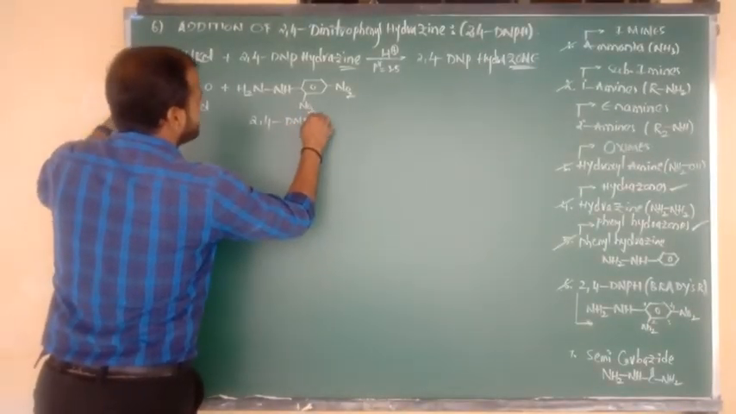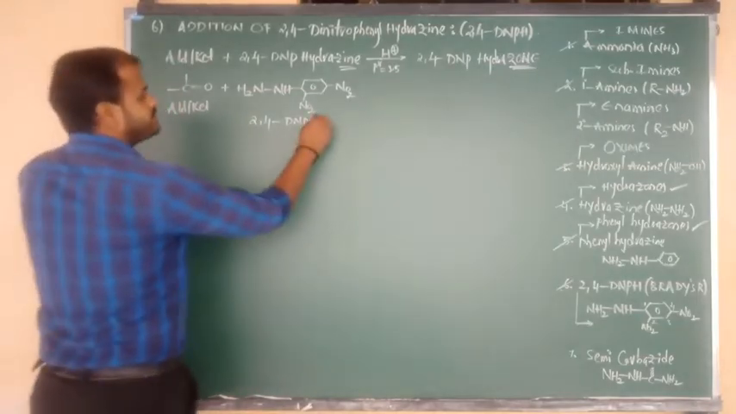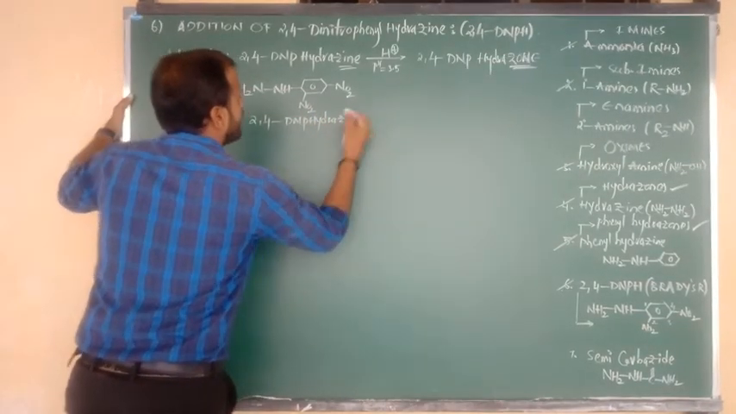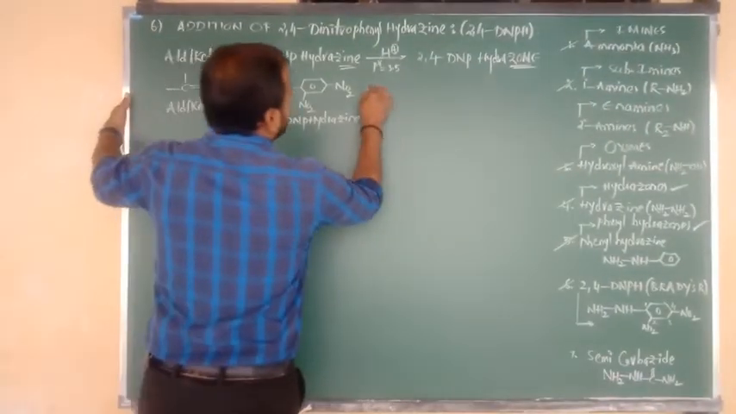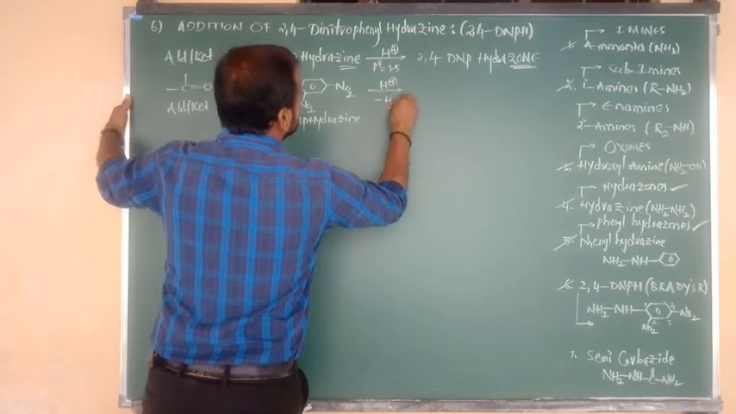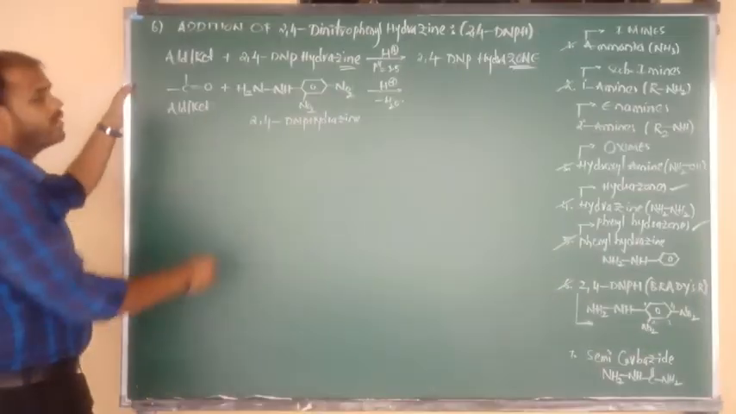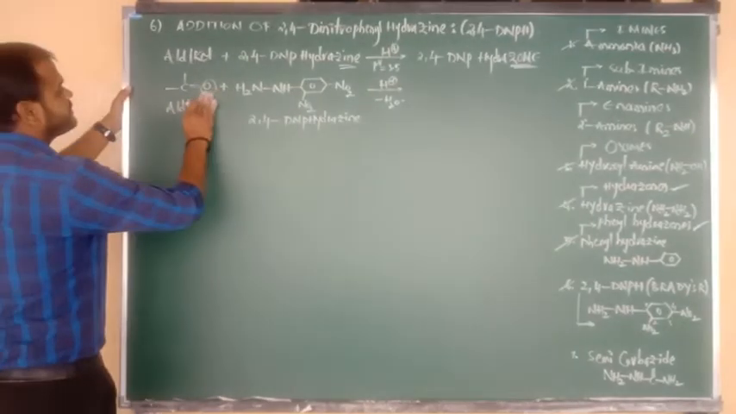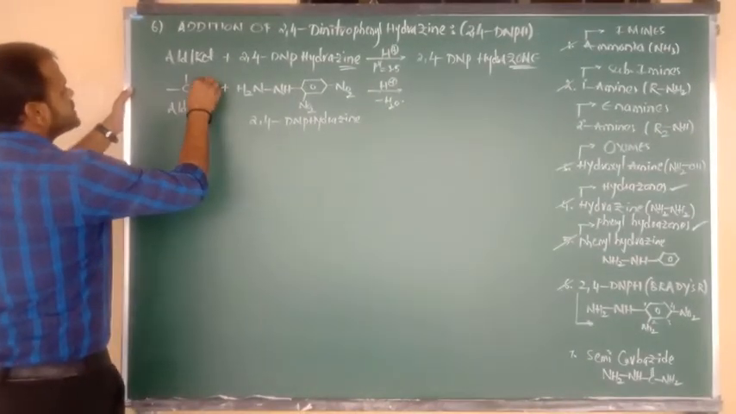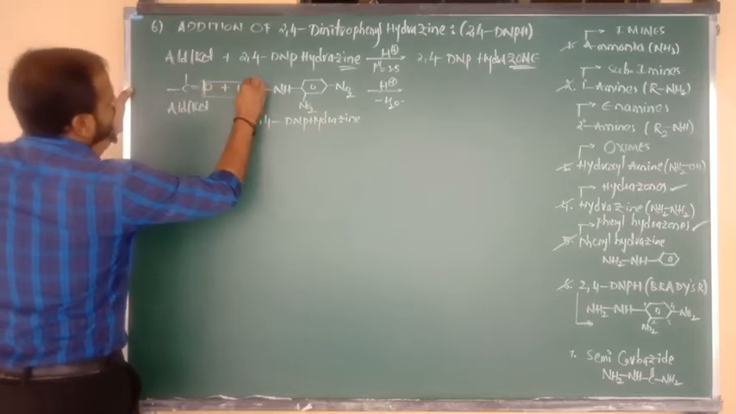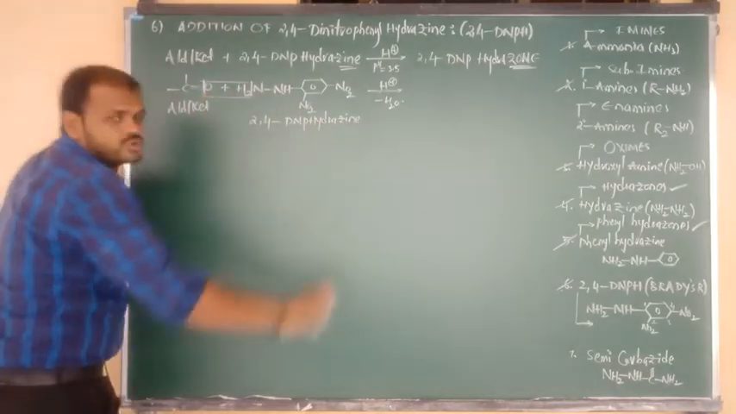2,4-dinitrophenylhydrazine. So addition of 2,4-DNPH takes place in acidic medium. Again here elimination of a water molecule will take place. How? Again from aldehydes and ketones we have to remove the oxygen. Such oxygen combines with H2 from 2,4-DNPH, and that H2O is eliminated.